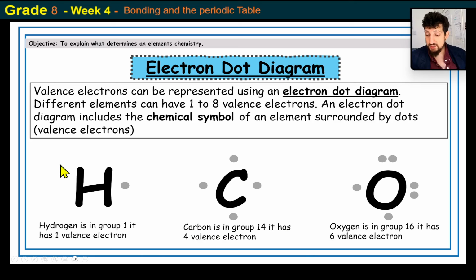And here are some dot diagrams for hydrogen, carbon, and oxygen. Oxygen is in group 6: 1, 2, 3, 4, 5, 6. Why did they draw it this way? It's okay, you can draw it that way. Carbon, they drew it this way.